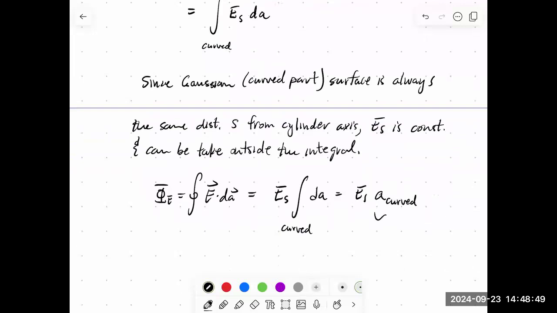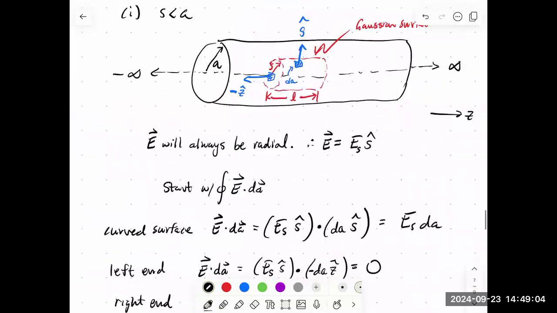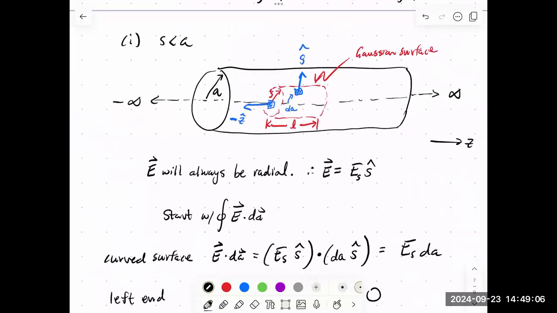What is the area of the curved surface? It has length L and radius S. No, you're overcomplicating this. I'm asking for the surface area, not the cross-sectional area. Two pi S L. Oh, right, because I'm looking at the red one.